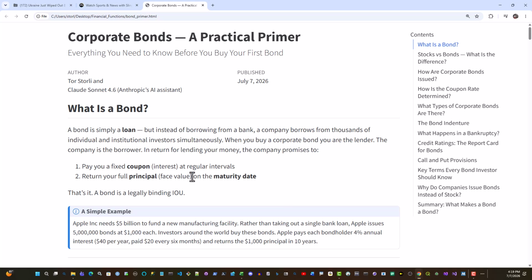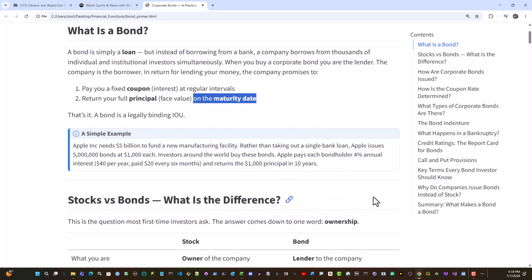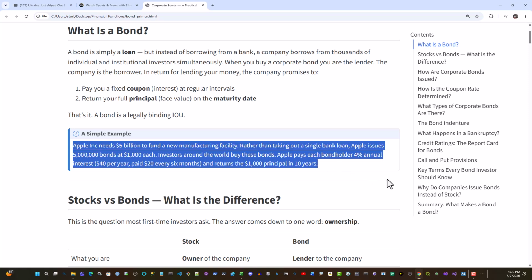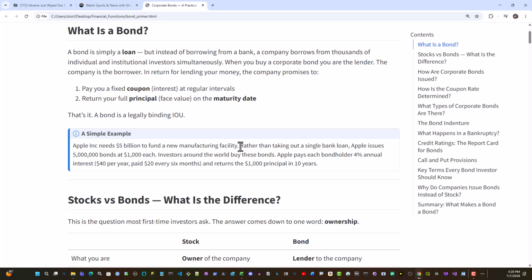And they will return that whole value, but that will happen on the maturity date. Okay, so there's a few things happening here. For example, here you can see a simple example. Let's say you have Apple that needs $5 billion to fund a new manufacturing facility. So instead of them taking out a bank loan, they issue 5 million bonds, and they typically are at a $1,000 each level. Now they vary a little bit, but that's very typical.